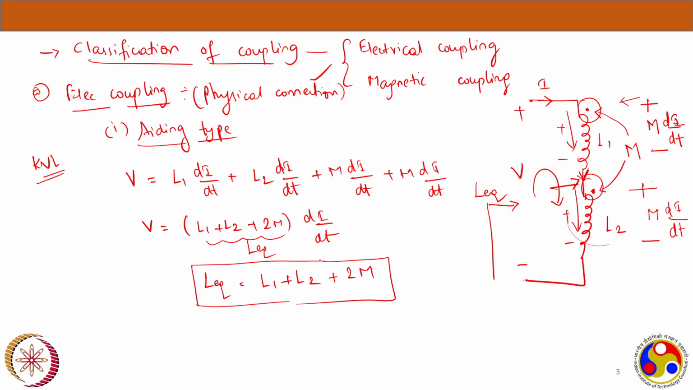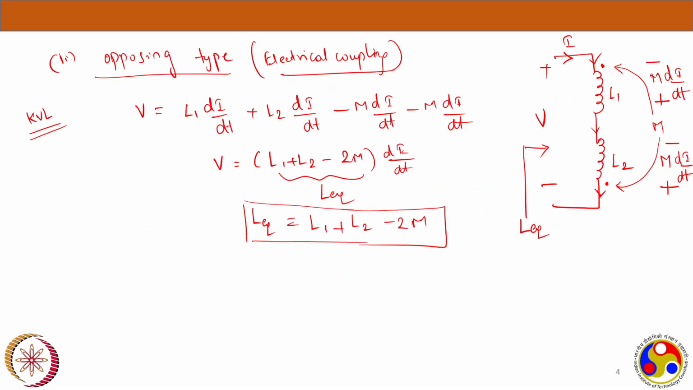In electrical coupling there are series connected coils, and we found that the total equivalent inductance is aiding in case the current is entering at both dots. And we have seen that the equivalent inductance reduces, with the self inductance and mutual inductance opposing each other, when at one dot the current is entering and at the other dot the current is leaving. This is in case of electrical coupling, where the coils are connected in series.